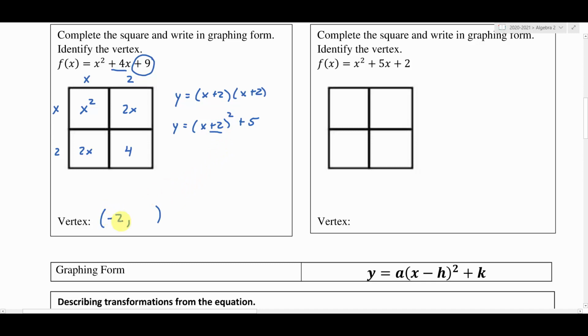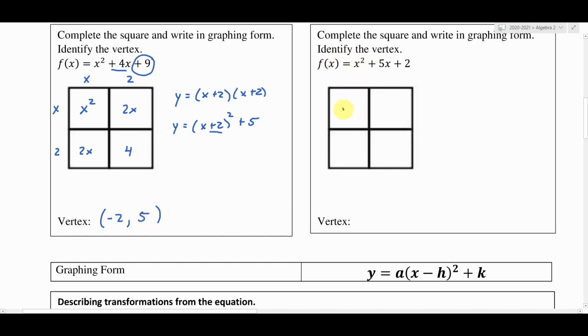So it'll be located at negative 2. And we have a plus 5, which means our parabola moved up 5. So it'll have a y-coordinate of positive 5. So the vertex of this parabola, without even looking at the graph, without looking at the table, is negative 2, 5. Okay, let's try one more.